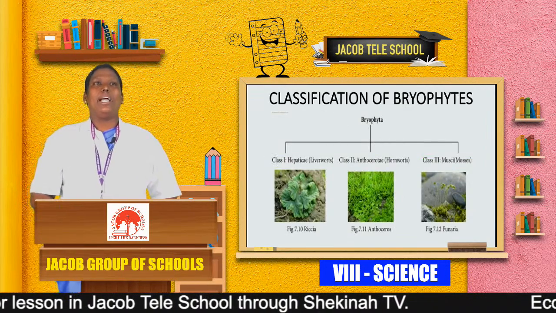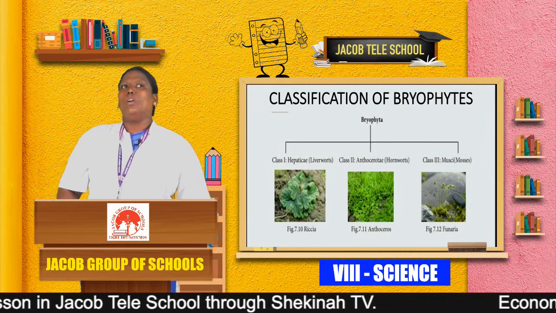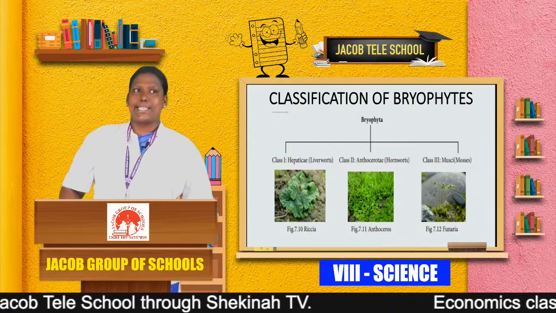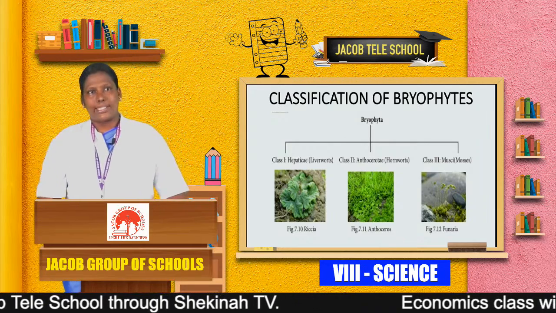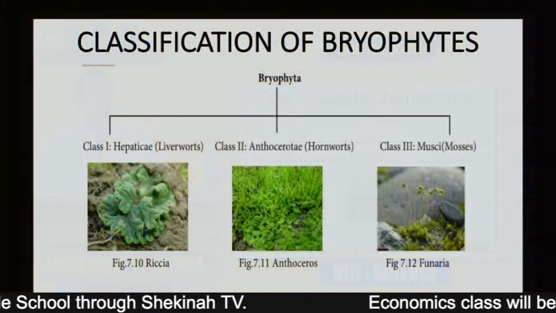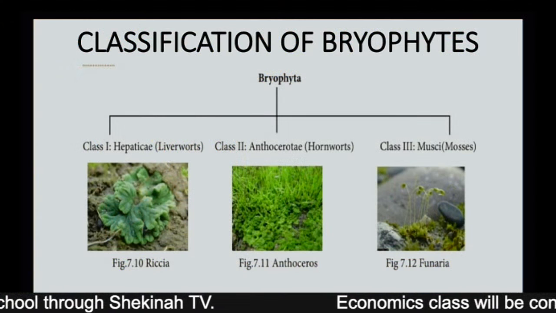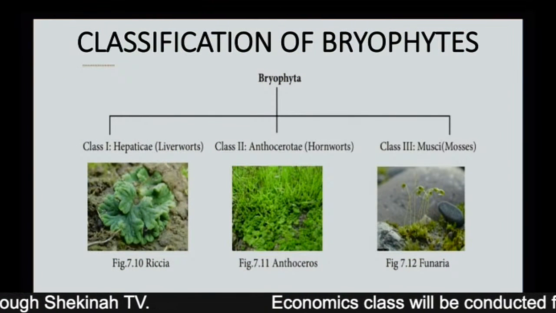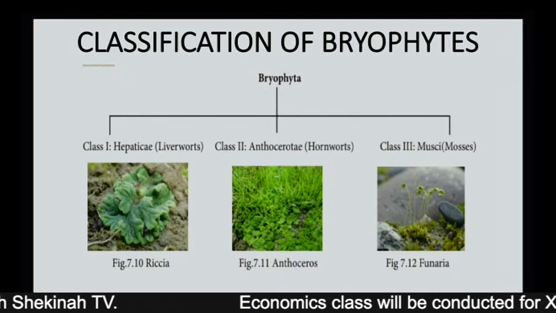Here we go for the classification of the bryophytes. Bryophytes naturally are of three different types. One is Hepaticae, second Anthocerotae, third Musci. First, Hepaticae is otherwise called liverworts. Anthocerotae are otherwise called hornworts, and next are Musci, or mosses.